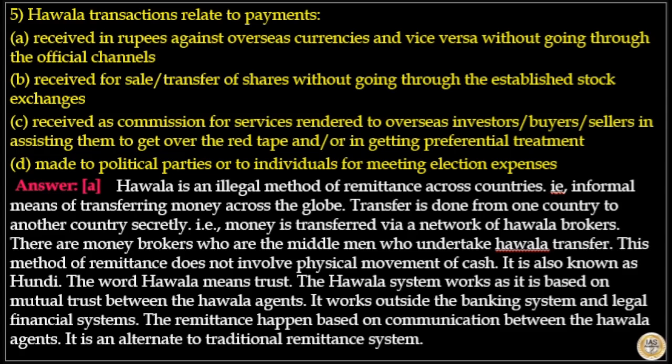Hawala is an illegal method of remittance across countries, that is, an informal means of transferring money across the globe. Transfer is done from one country to another country secretly. That is, money is transferred via a network of Hawala brokers. There are money brokers who are the middlemen who undertake Hawala transfer. This method of remittance does not involve physical movement of cash. It is also known as hundi. The word Hawala means trust.